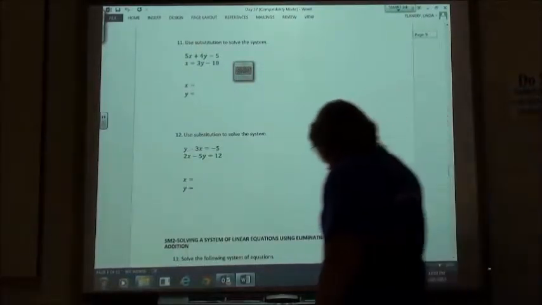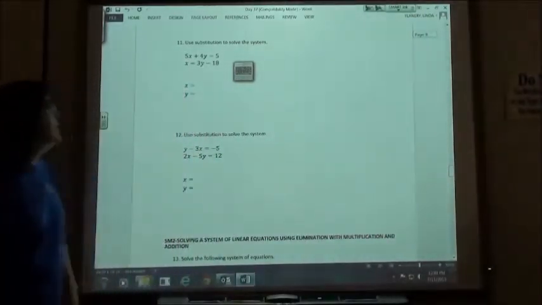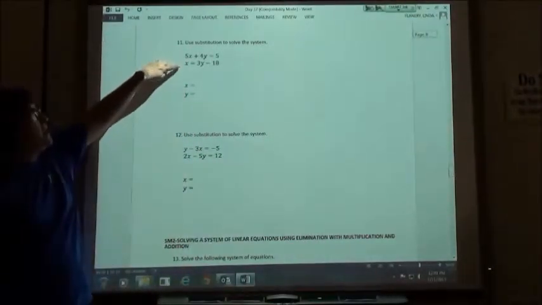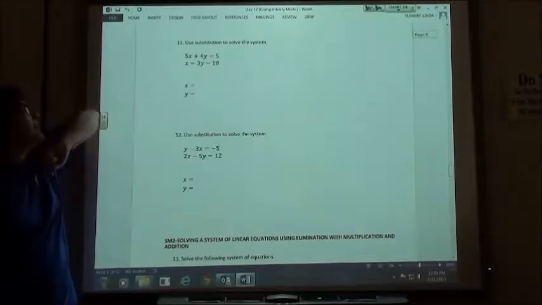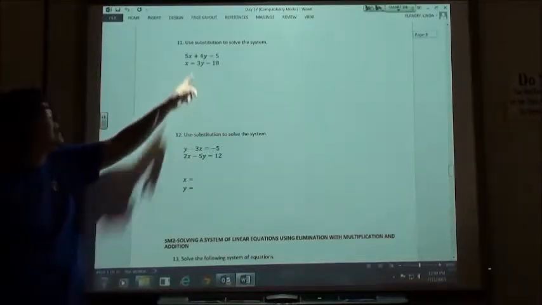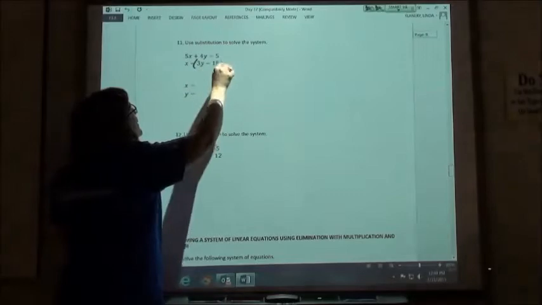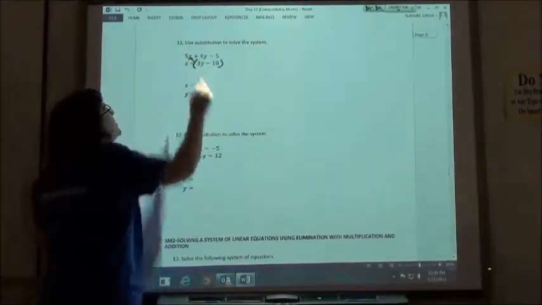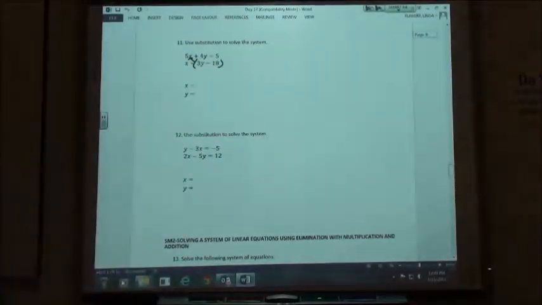So number 11. This time my second equation is set equal to x, or x is set equal to 3y minus 18. So this time we're going to replace the x in the first equation with the 3y minus 18. So what would we have for our new equation?